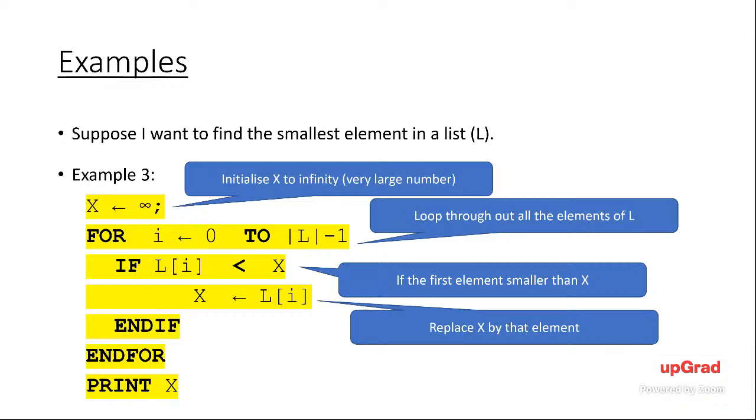We have initialized that variable X. Then we have defined a loop to go through the elements of the list L, and then we have checked that element. If that element is smaller than X, then replace X by the element. Then we have specified end to the condition, then end to the loop, then print X. So all these three pseudocodes are valid to find the smallest element of a list.